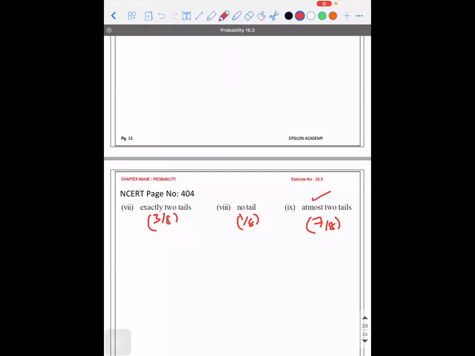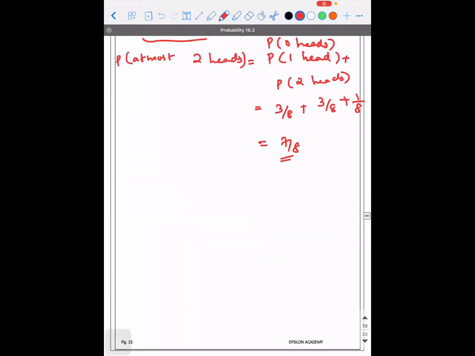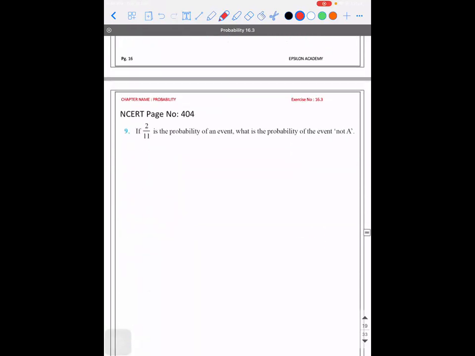I hope you understood how I wrote 7 by 8 directly. Yes, sir. Here I got 7 by 8. Same thing will be for 2 tails also.